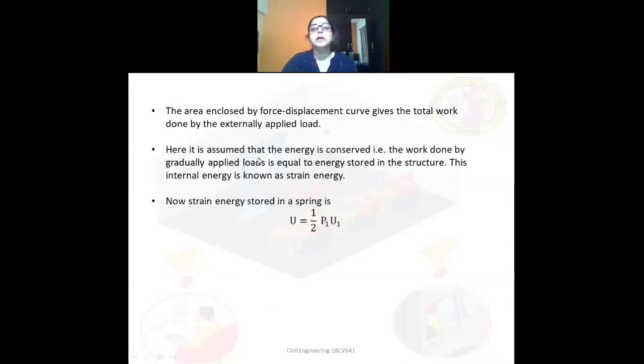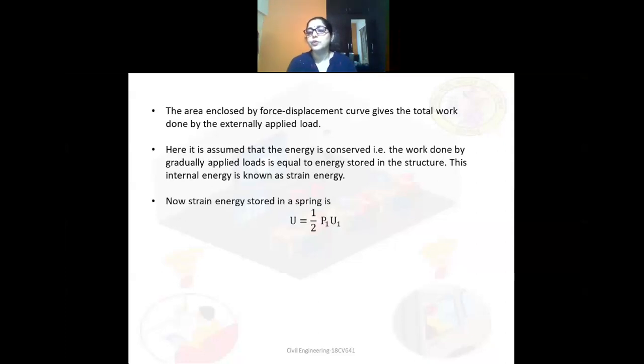Here it is assumed that the energy is conserved. That is, the work done by the gradually applied loads is equal to the energy stored in the structure. That's why, for every action, if there is a reaction, the body is said to be in a state of equilibrium. But if the external load exceeds the internal load, then there is a strain, right? So this energy which is stored in the structure, this internal energy, is known as strain energy.